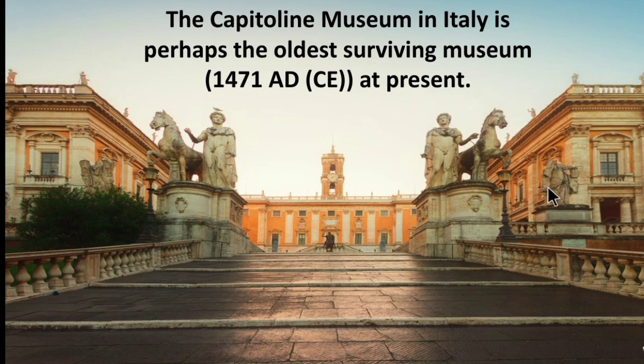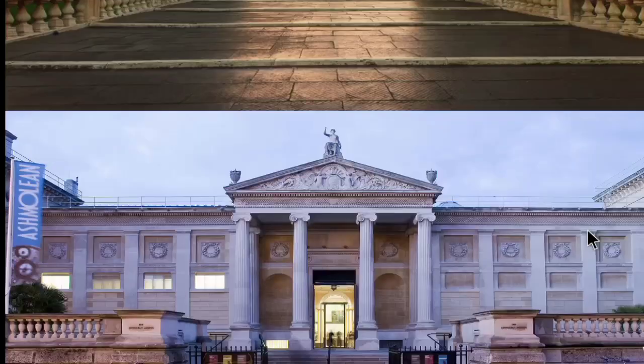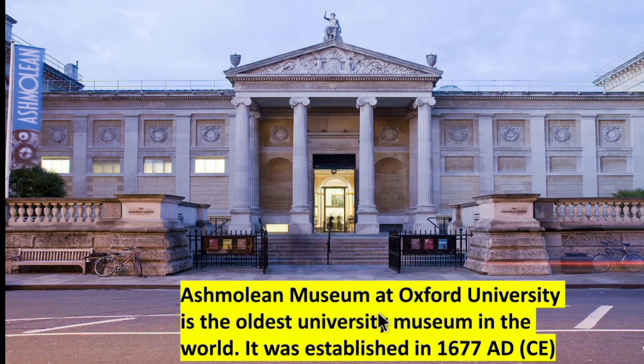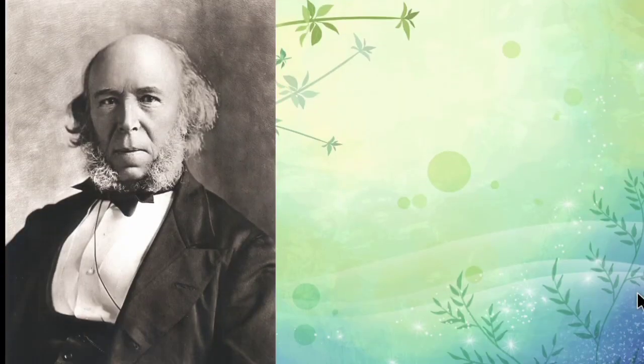So why are they giving all these museums? It is one of the important sources to understand the history. The next museum is the Ashmolean Museum at Oxford University, the oldest university museum in the world. It was established in 1677 AD or CE. Oxford is one of the oldest universities in the world.